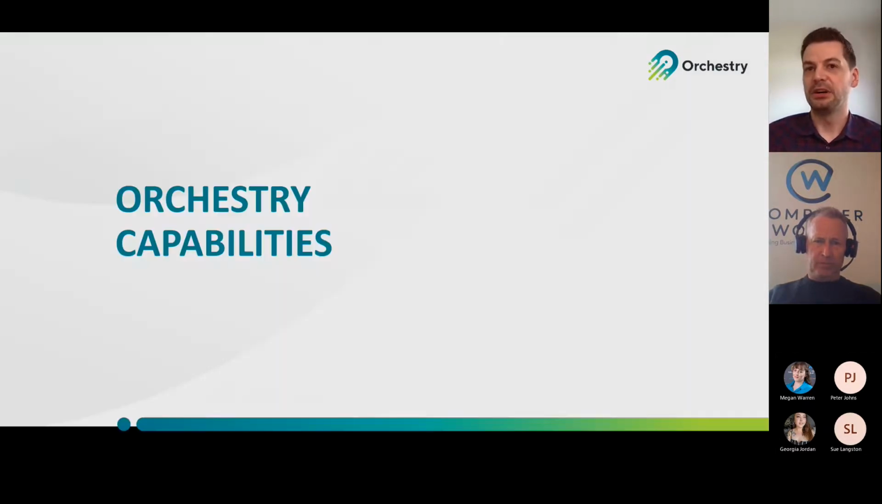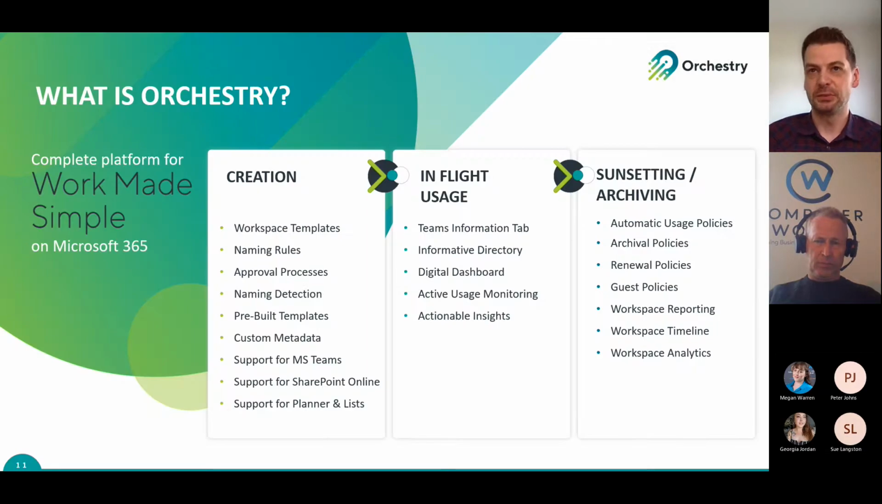So before I jump into the demo, I'll just highlight some of the main capabilities we'll talk about around creation, making sure that we can template, put naming rules in place that are dynamic, approval processes, looking up other workspaces that may be similar to try to avoid people duplicating things that already exist. Then during the in-flight usage, a lot of monitoring tools and insights, as well as a directory for users to be able to find workspaces more easily. And then a lot of capabilities around the archiving and retention side of things.